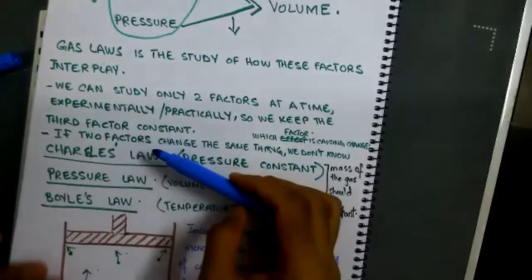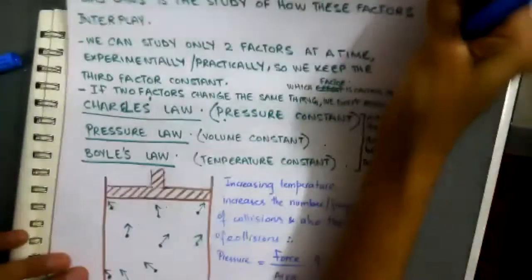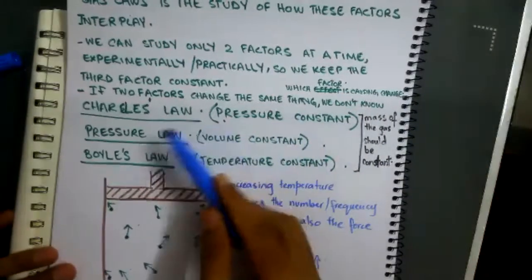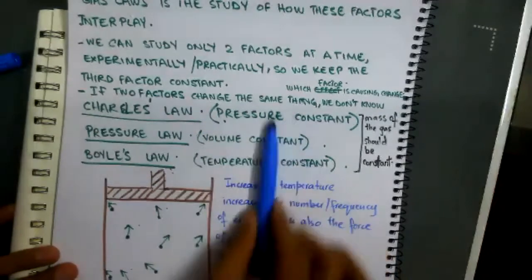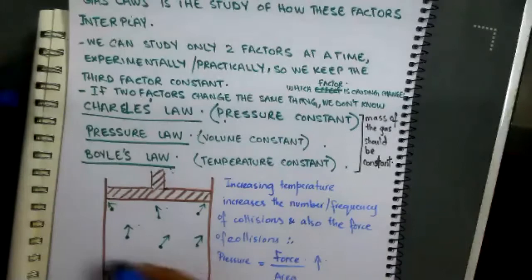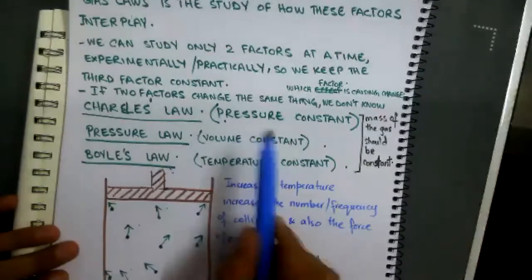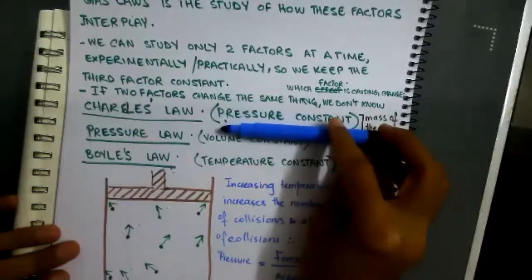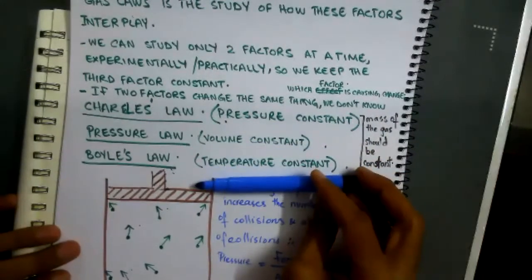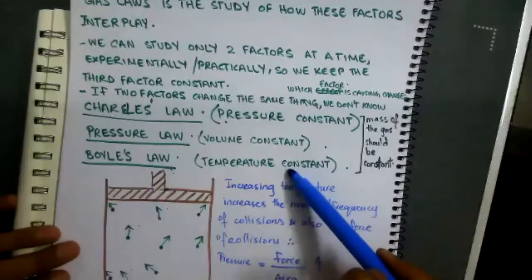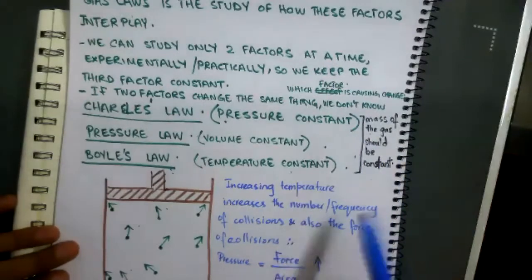They have given these laws different names, after the scientists who worked on these laws. So Charles's law, pressure law, and Boyle's law. You don't have to learn these names, but you should understand the relationship between the factors. You don't have to learn the names of these scientists, but you should know what happens if the pressure is kept constant, or what happens when the volume is kept constant, and what happens when temperature is kept constant. And remember, these laws are applicable only when the mass of the gas is constant.